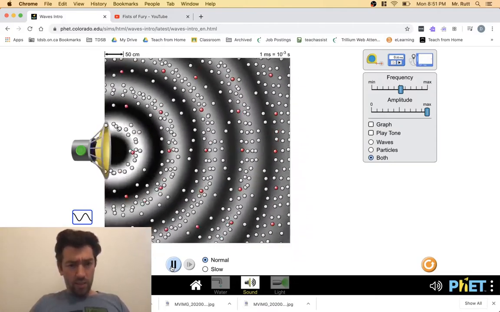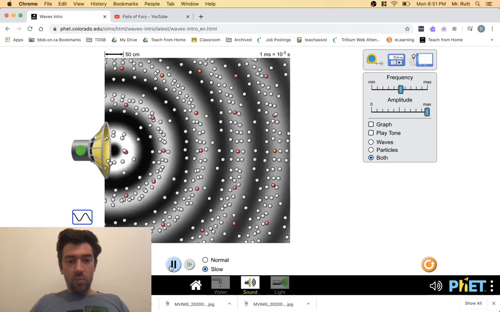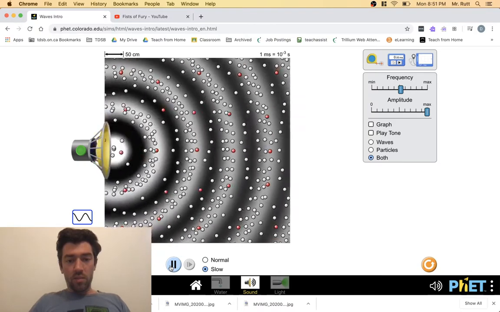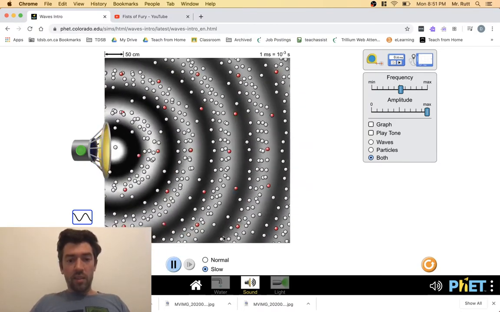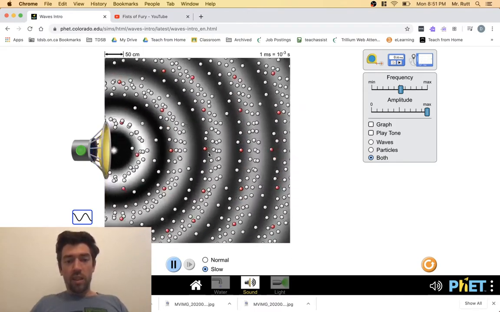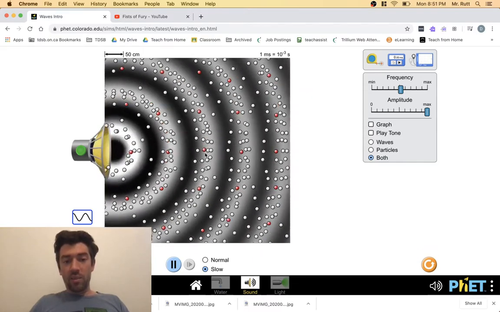Wow, look at that. It's kind of crazy looking. So most of the particles are in the crests. Very few of them are in the troughs. So what is actually going on here? So let me put it on slow. So watch what's happening with the particles. And in fact, what you can do is trace an individual particle. Like that's why they made some of them red. So trace a red particle and you can kind of see what's happening.